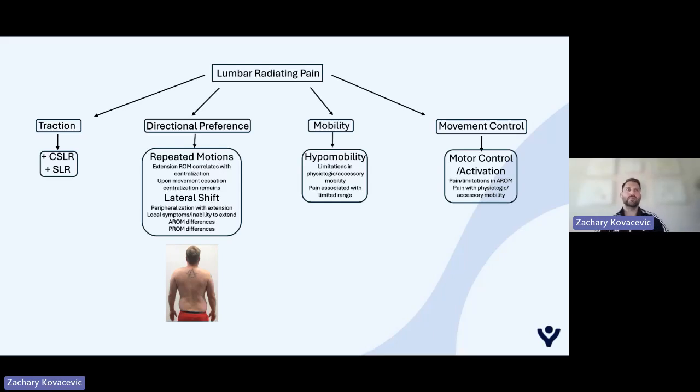Now let's move over to our directional preference region. Directional preference can be broken up into repeated motions and those with a lateral shift. To break down what a directional preference is, it's those individuals that have a preference to a certain direction of motion. And most people with radiating leg pain are going to have a preference to centralize. Remember, centralize is getting symptoms back to the spine, away from the distal extremity. They're going to respond well with repeated extension, and they're likely going to peripheralize with flexion, right? So there's a directional preference for extension versus flexion.